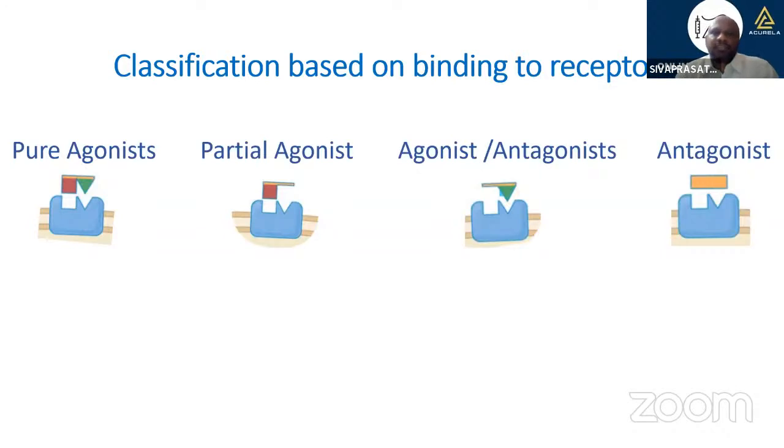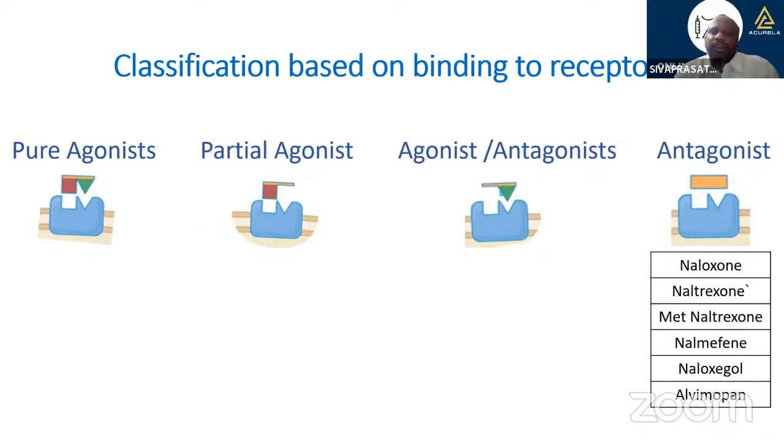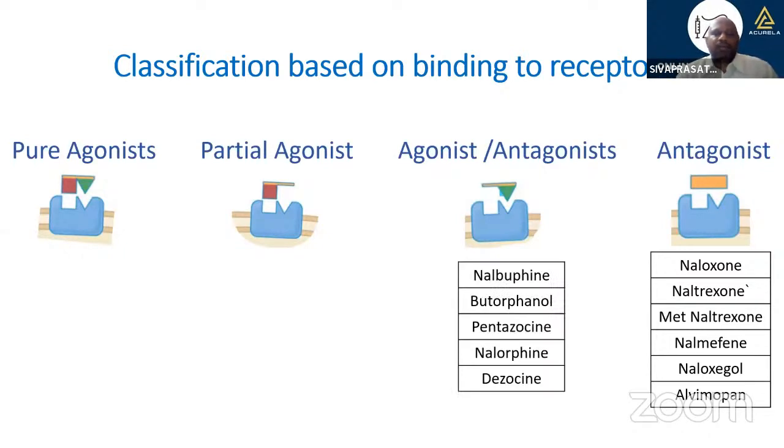So we'll start classifying the drugs from antagonists so that it's easy for us. The pure antagonists are naloxone, naltrexone, and their derivatives methylnaltrexone, nalmefene, naloxegol, and alvimopan. Remember, naloxone and naltrexone are distributed throughout the body, whereas methylnaltrexone, naloxegol, and alvimopan are peripherally acting antagonists. Coming to agonist-antagonists, we have nalbuphine, butorphanol, and pentazocine. These three are the named drugs of this class. Nalorphine was the first drug discovered, but it's not in use now. Dezocine is another drug which is commonly used in China, but not here. You will have to remember the three drugs, nalbuphine, butorphanol, and pentazocine, for their effects.